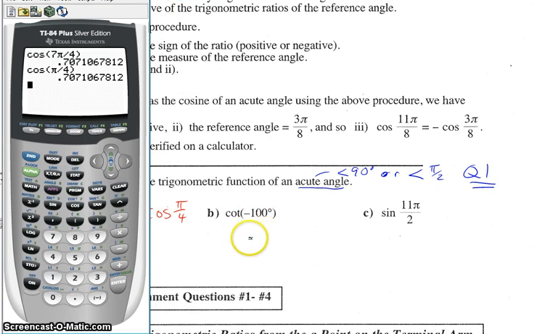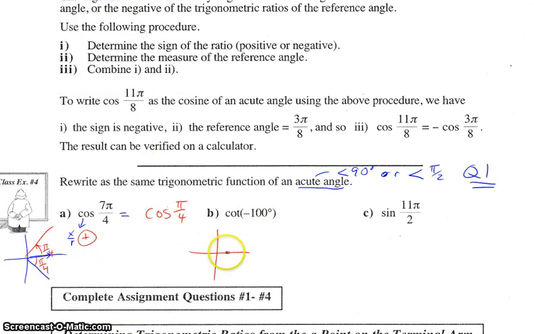Cotan negative 100 degrees. Once again, let's find what quadrant that's in. Negative, we're rotating this way. 100 would land us just past negative 90, so we are in quadrant 3. Cotan we know is x over y. So x is negative in quadrant 3, y is negative, so the result would be positive. So we know cotan is positive in that one.